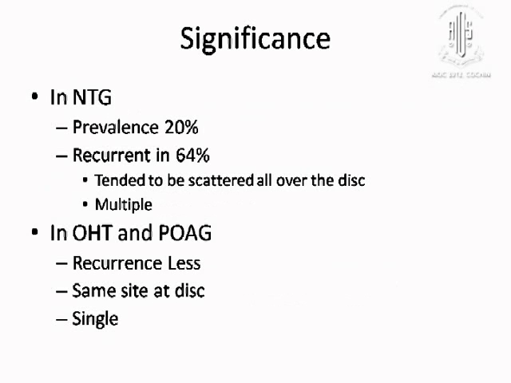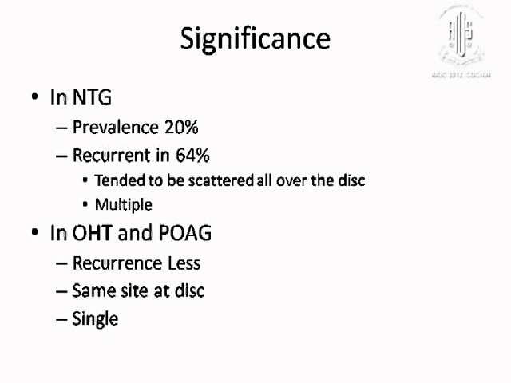But their significance is even more in normal tension glaucoma patients. They are seen in about 1 in 5 normal tension glaucoma. The prevalence is much higher in NTG. Again, in NTG they tend to be more recurrent, about 2/3 of the time they are recurrent, and in NTG again they tend to be scattered all over the disc and tend to be multiple.